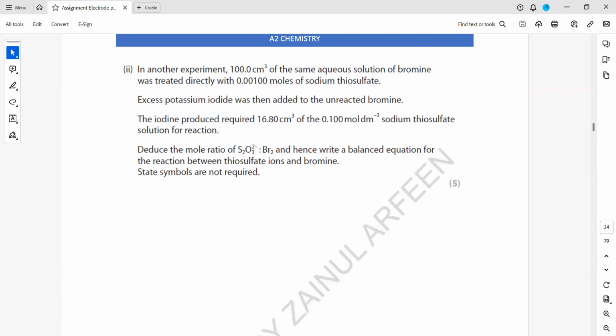Next we have to write a balanced equation. We worked out the ratio is 1:4. So S2O3 reacted with bromine, the ratio between them is 1:4. Now we want to balance the equation. How to balance a redox equation? If thiosulfate reacted with bromine, first you should know what products are formed. So it forms sulfate, SO4 ion, and it also produces bromine molecule turned into bromide ion.